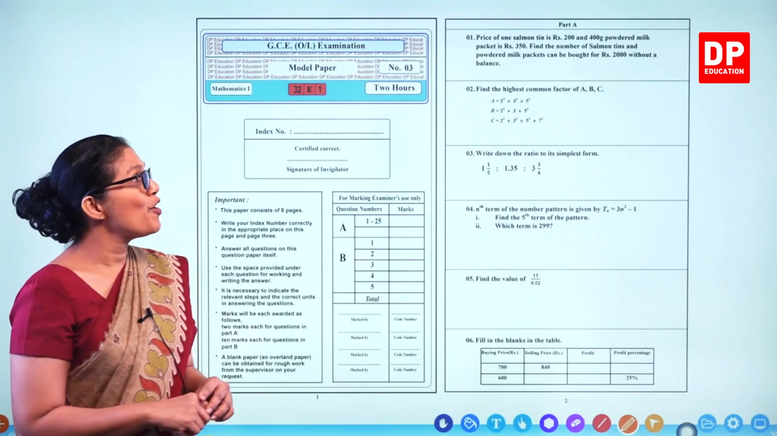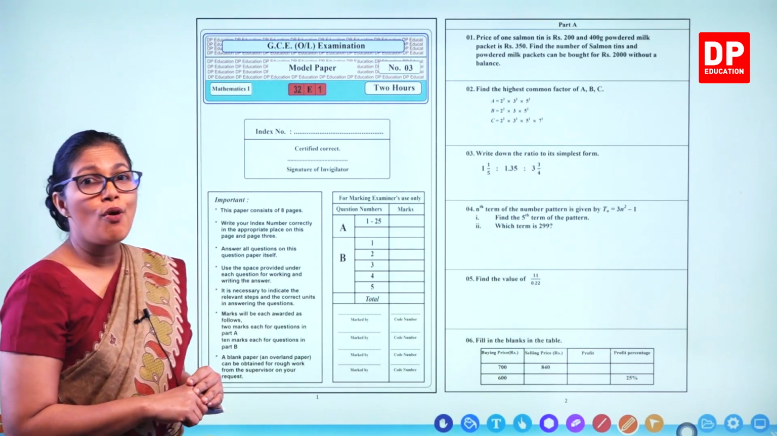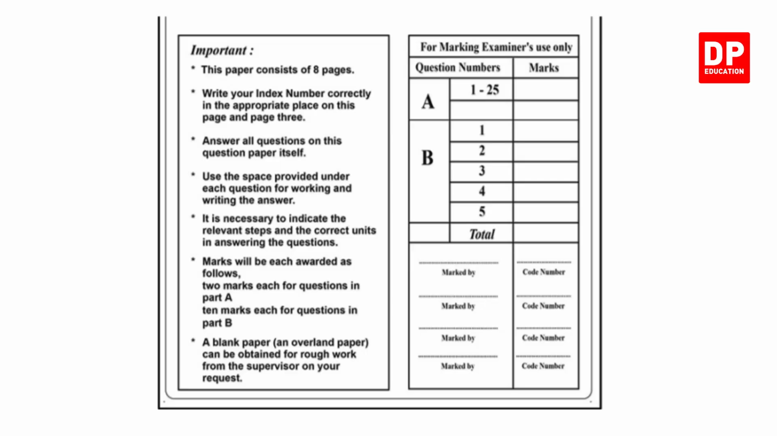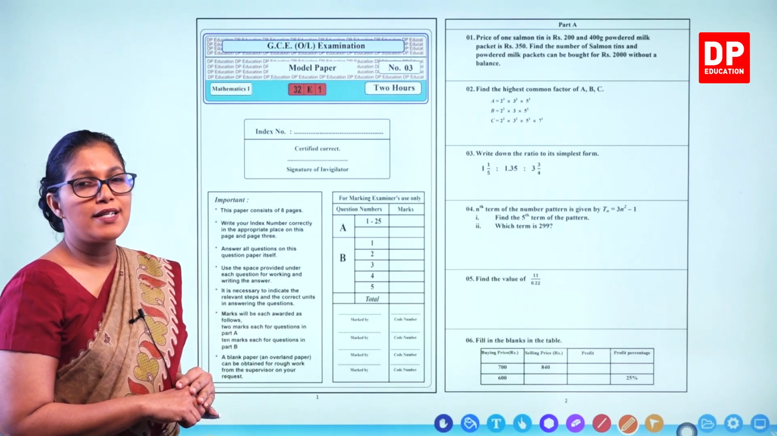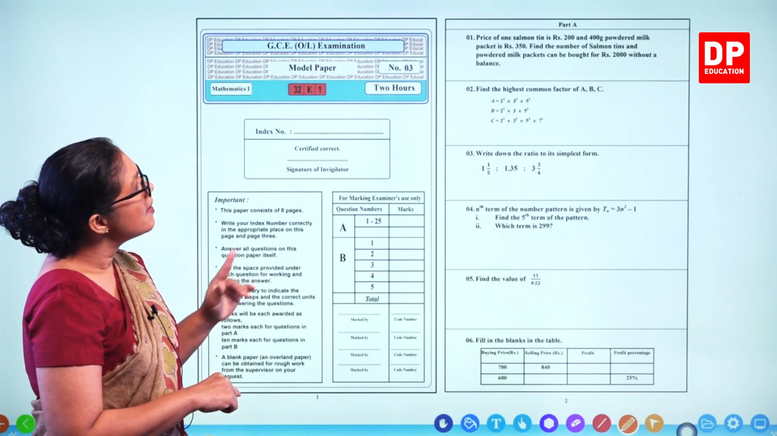Hello students, today I am going to do the model paper 3 O-level examination and this is paper 1. You get 2 hours and you know already there are 2 parts in the paper, part A and part B. Part A has 25 short questions, each worth 2 marks, and part B has 5 long questions, each worth 10 marks. Spaces are given, so make sure that you write down all the answers in the spaces provided. So let's look at the paper.